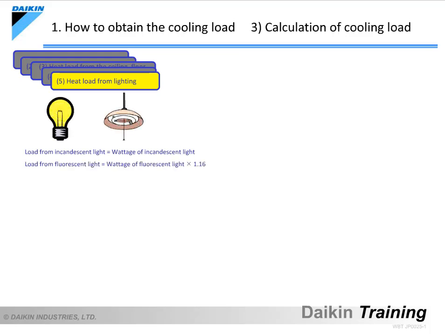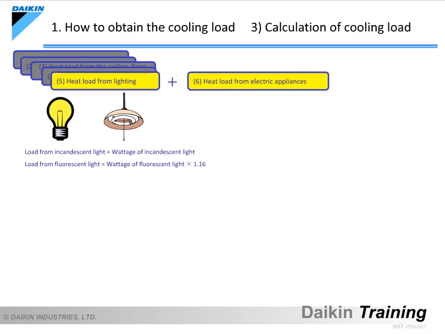Because fluorescent lights use a stabilizer, the heat load is calculated by multiplying the light bulb wattage by 1.16. For example, 5 20-watt light bulbs would indicate a heat load of 116 watts.